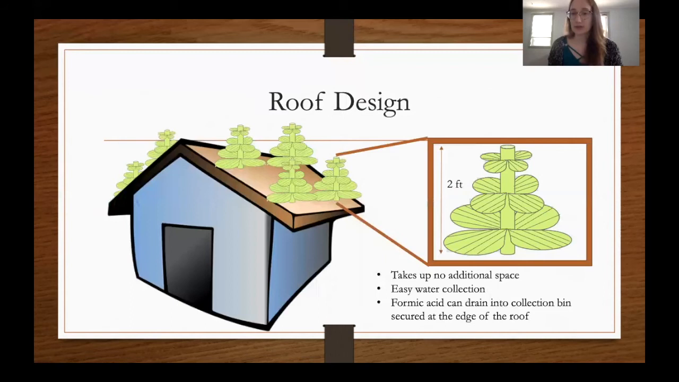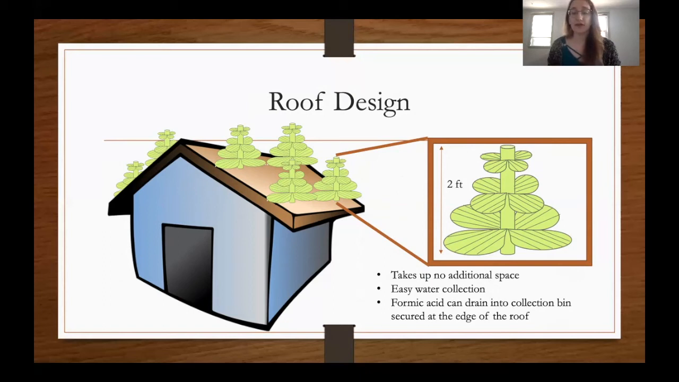So how is this going to look? This is what I'm visualizing for a roof design. What you have is a multi-tiered device where you have these large surface areas imitating the shape of a leaf.